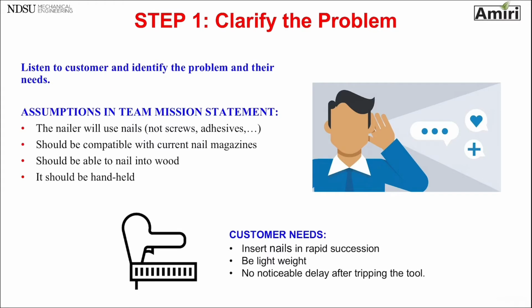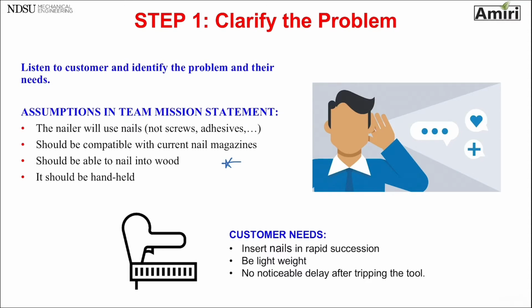Step 1 was to clarify the problem, meaning contact your sponsor, which is your customer in this case, which could be your faculty mentor or company sponsor, and identify the problem and what they need. So these that I've listed here are the team assumptions that they needed to consider for their product, a handheld nailer: that it will use nails, it should be compatible with current nail magazines, should be able to nail into wood, and it should be handheld.